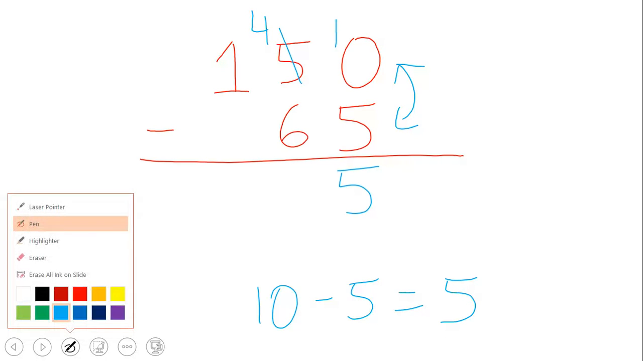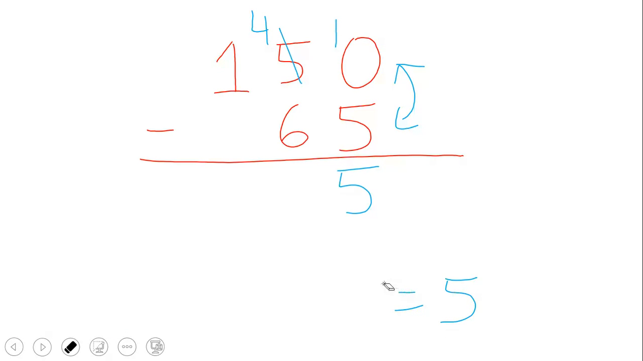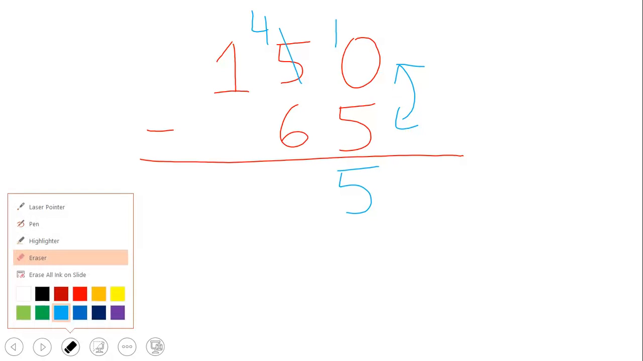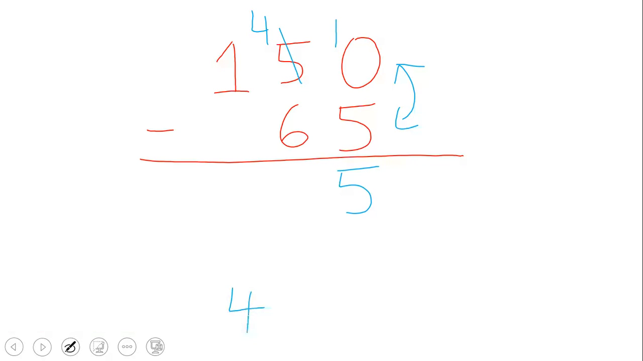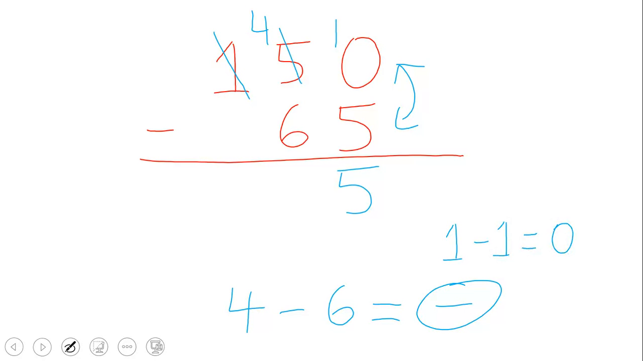Now we move on to the next column, and the two numbers in that column are 4 and 6. And we ask, what is 4 minus 6? Indeed, 4 minus 6 would give us a negative number, and we do not want any negative number as part of our answer. So we go to the neighbor and take 1 from the neighbor. The neighbor is 1, and 1 minus 1 equals 0. So now the neighbor has 0 and we have 1.